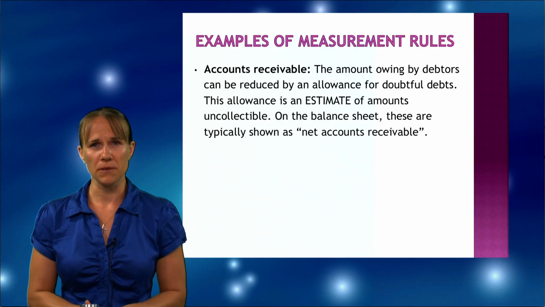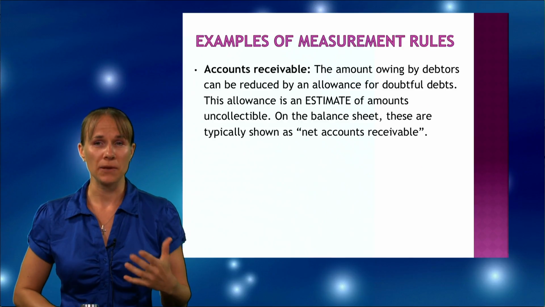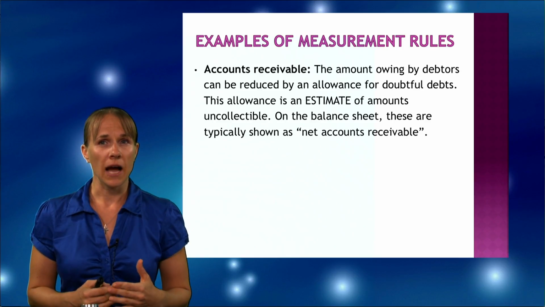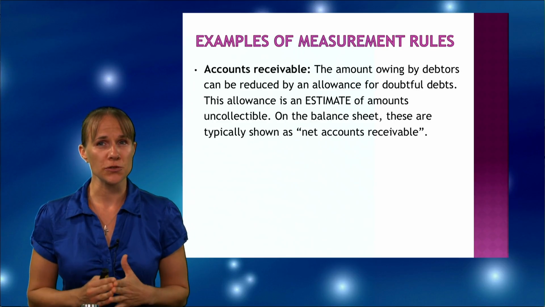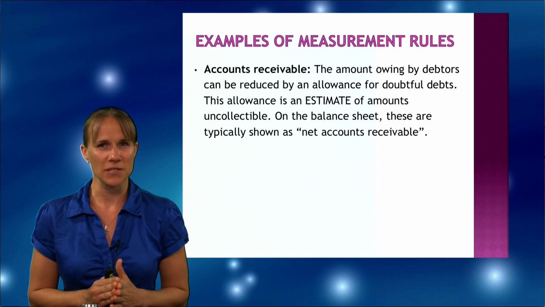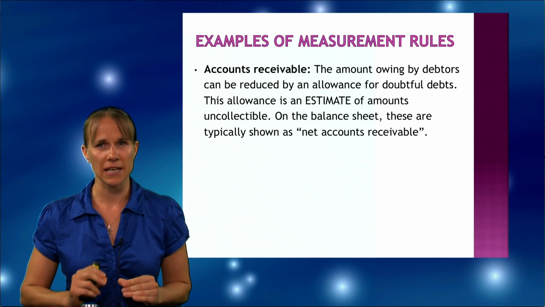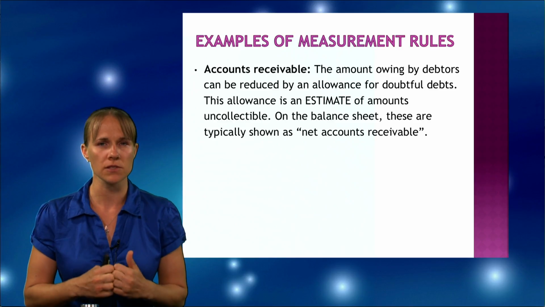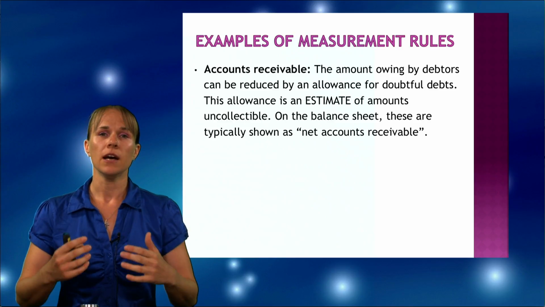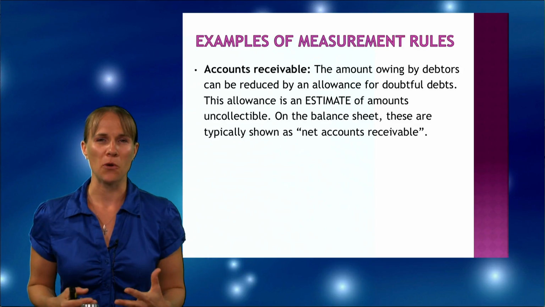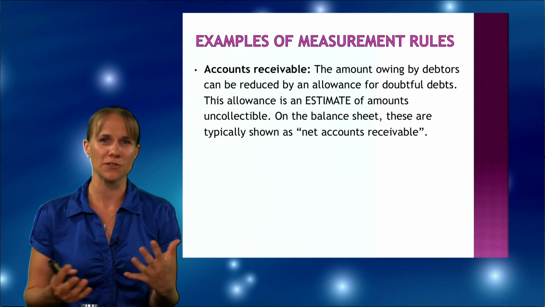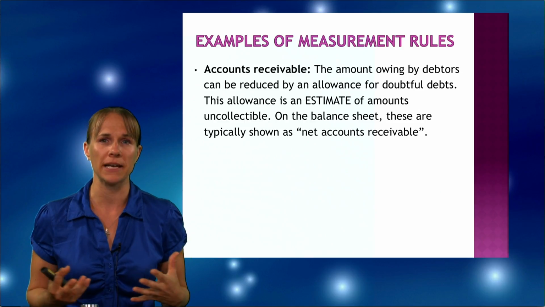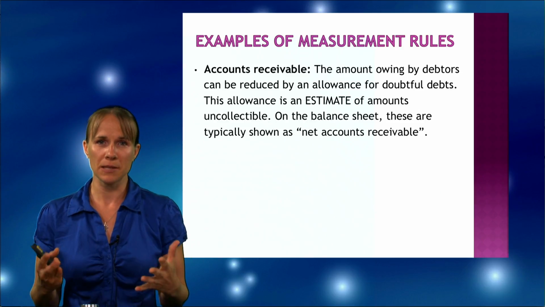Some examples of measurement rules include accounts receivable. This is the amount owing by debtors and that can be reduced by an allowance for doubtful debts. That allowance for doubtful debts is an estimate of money that we can't collect from our customers. In a perfect world, all of our customers would pay us what they owe us. But unfortunately, it's not always a perfect world, and sometimes things go bad and not everyone can pay their bills. So it's pretty much inevitable.